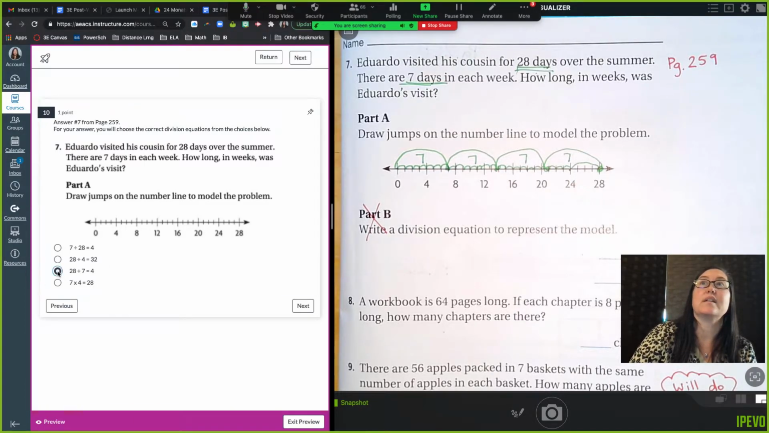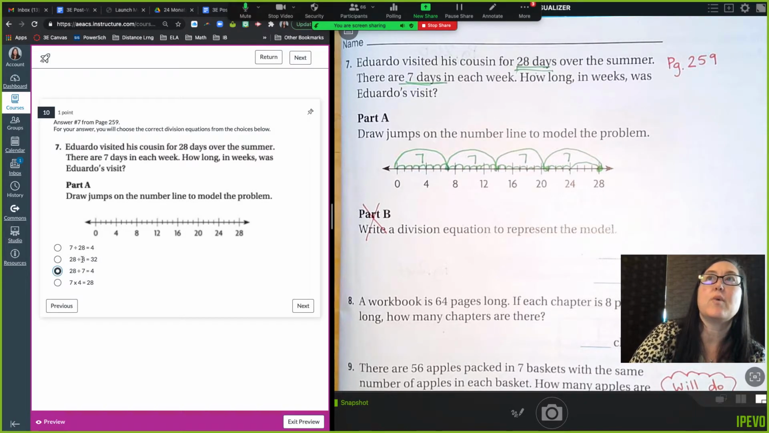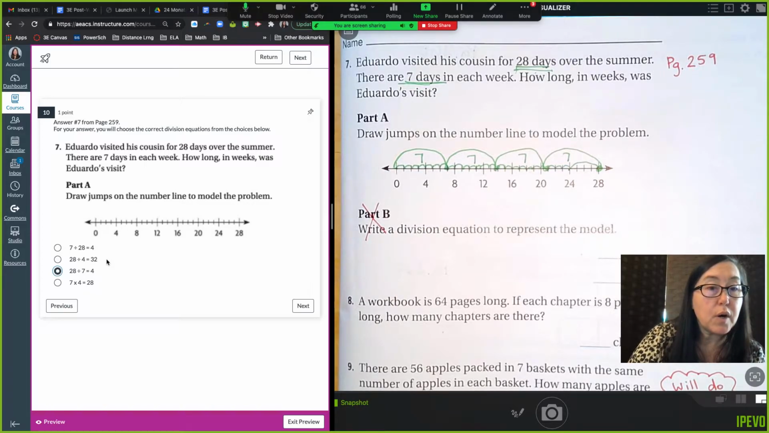It's this one. Now, look at this, this is called a distractor. This is going to distract you. 28 divided by 4, if that equaled 7, that could work. But this is an incorrect fact, right? 28 divided by 4 does not equal 32. And 7 divided by 28 does not equal 4.